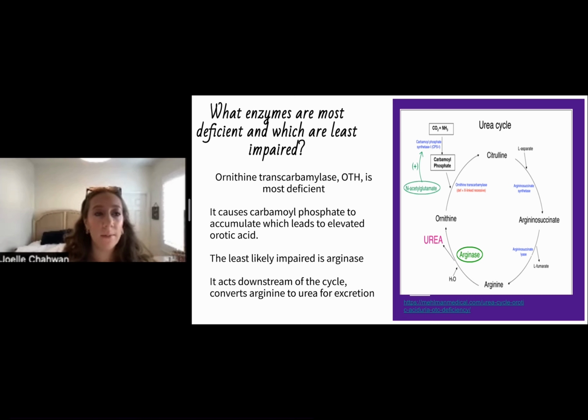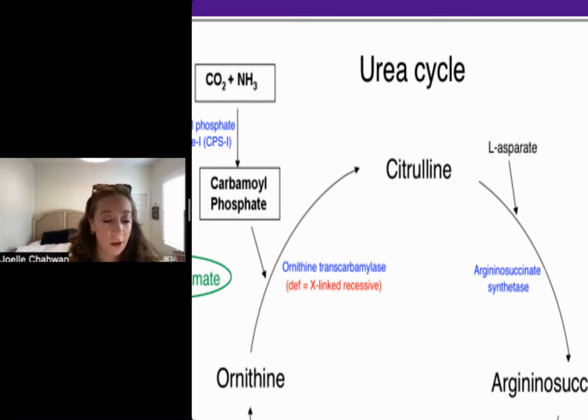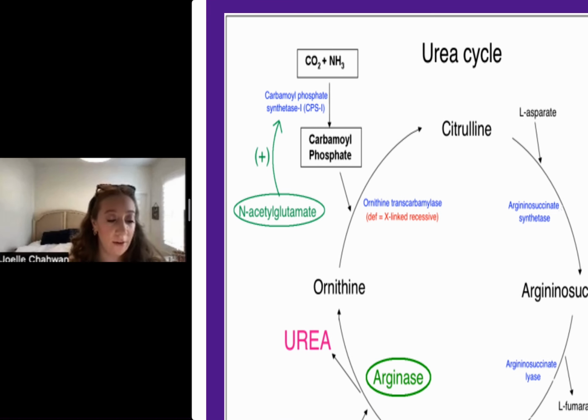Okay, which enzymes are most deficient and which are least impaired? So upon further analysis of the patient, it was determined that her urine orotic acid levels are elevated and plasma citrulline levels are normal. And we'll be discussing what these mean in just a bit. This is citrulline, which has been determined that her levels are normal, and her orotic acid levels have been elevated.